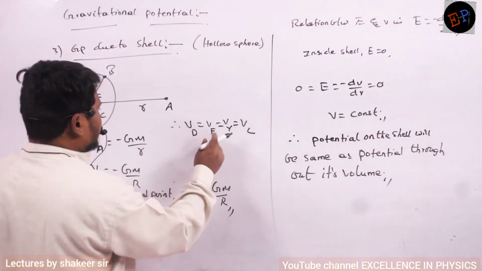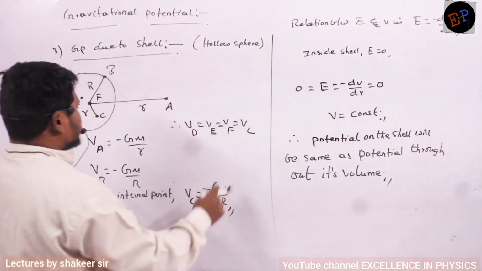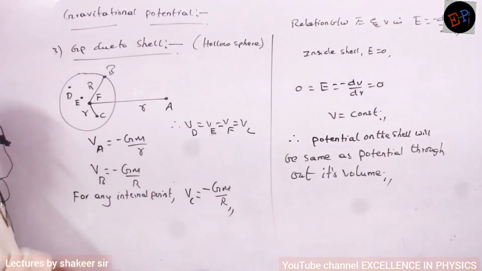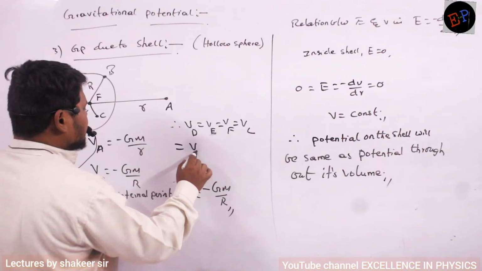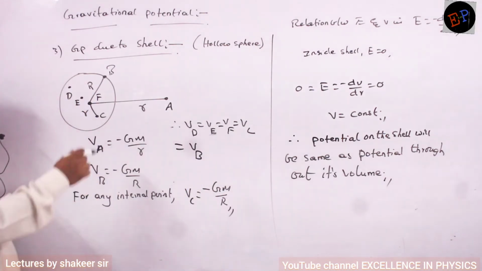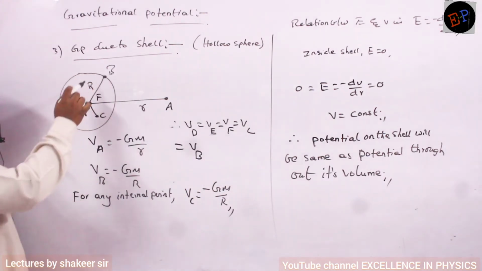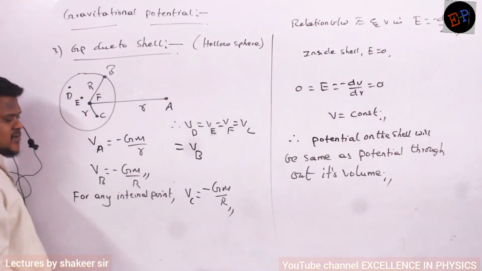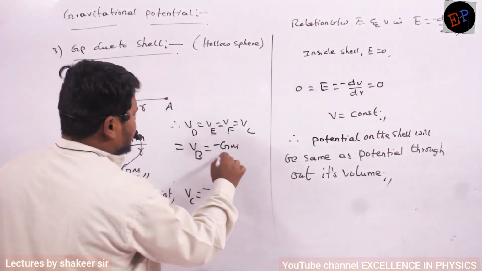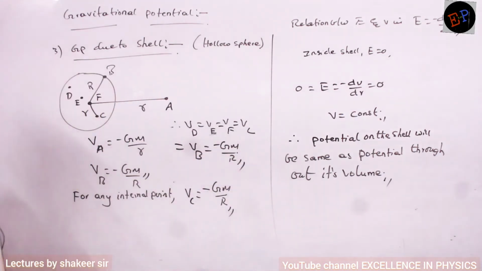Only 3 points I have taken, and point F makes 4 points. Clear now? All the potentials will be the same, and this is exactly equal to the potential at point B. And what is meant by the potential at point B? The potential on the surface. And how much is the potential on the surface? It is minus GM divided by capital R. That's all. Understood? Make a note up to here.